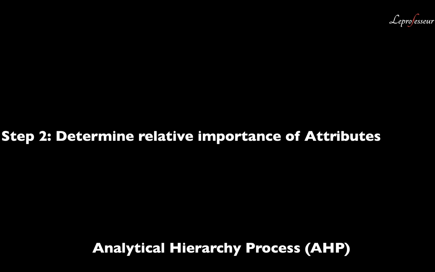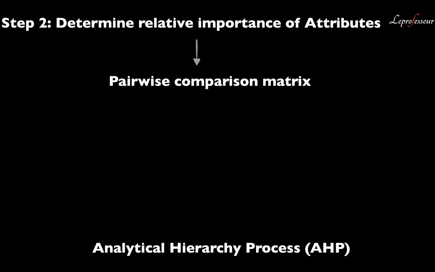Step 2. Step 2 is important, right? Now we are actually making a matrix or model: determine the relative importance of attributes. Okay, so how do we do that? We do a pairwise comparison. And once we do pairwise comparison, we come up with a matrix.